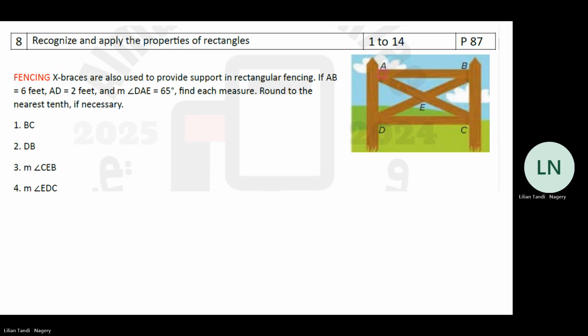All right. X braces are also used to provide the support of a rectangular fencing. If AB is 6 feet, then DC should also be 6 feet. And AD is 2 feet, so BC should also be 2 feet. And we know that angle DAE, this angle here, is 65. And since this is also equal to that, this should be 65. Okay? Then, since this is 90, what is 90 minus 65?